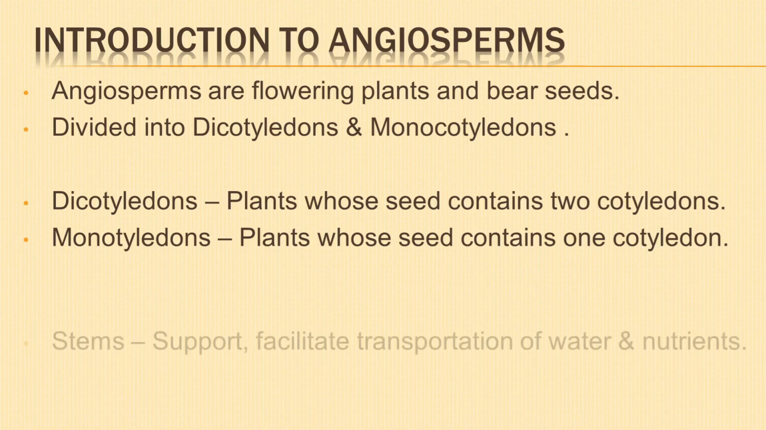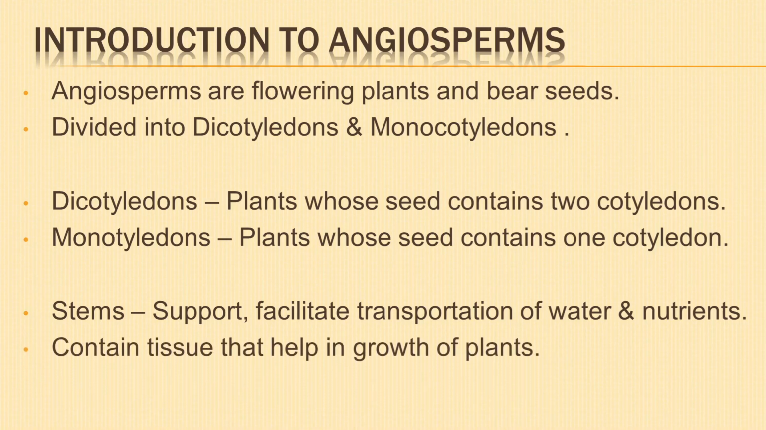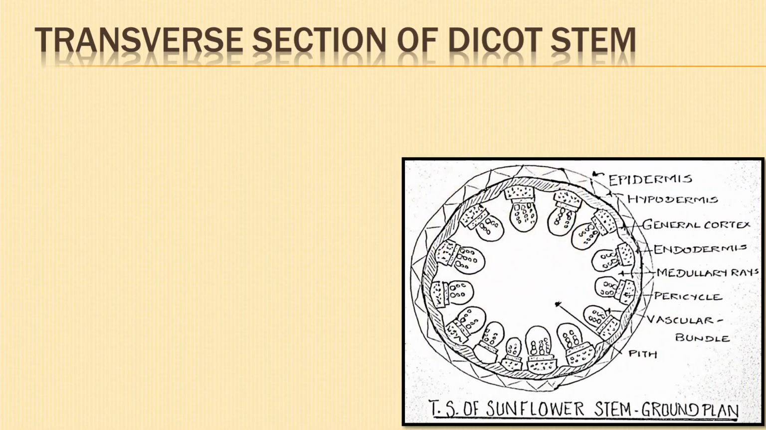As we all know, the stem supports the plant, facilitates the transport of water and nutrients to different parts of the plant, and also contains special tissues that help in the growth of the plant. Let us look into the anatomy of a dicot stem, example sunflower, and find out the different zones present in it, and also study in particular about the type and arrangement of vascular bundles.